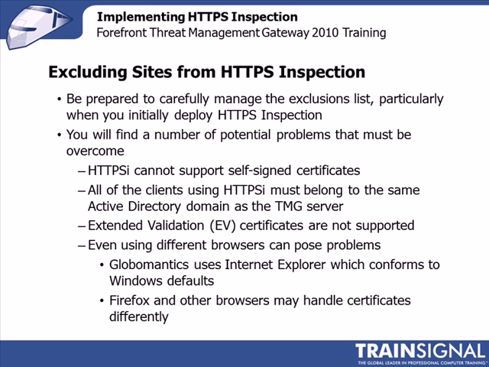For example, HTTPS inspection doesn't work when the other end uses self-signed certificates. You can use one for your own service, but not browse to a site that's using a self-signed certificate. All the clients using HTTPSI must belong to the same Active Directory domain as the Threat Management Gateway server. Extended validation certificates are also not supported, and even using different browsers can pose problems because of the different way that browsers handle certificates. GlobalMantics uses Internet Explorer, which conforms to all of the defaults that are necessary to operate.